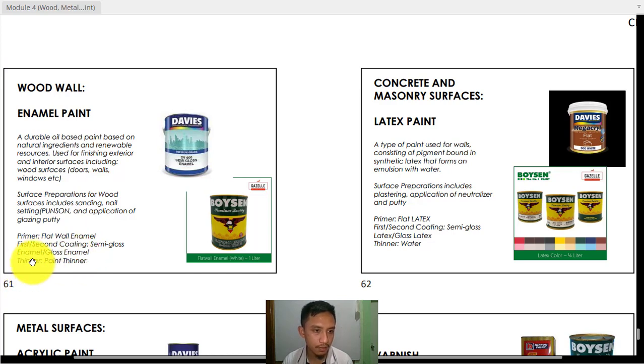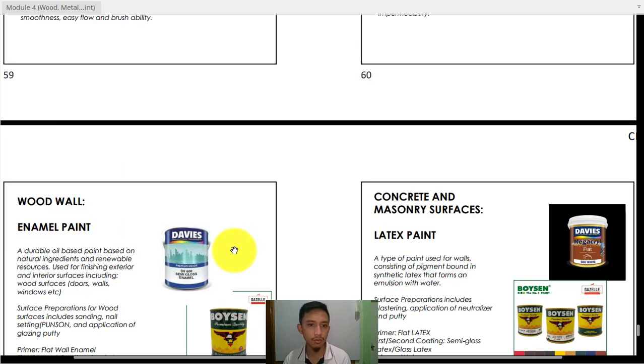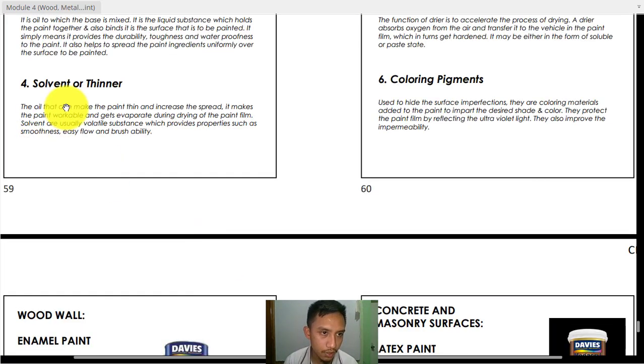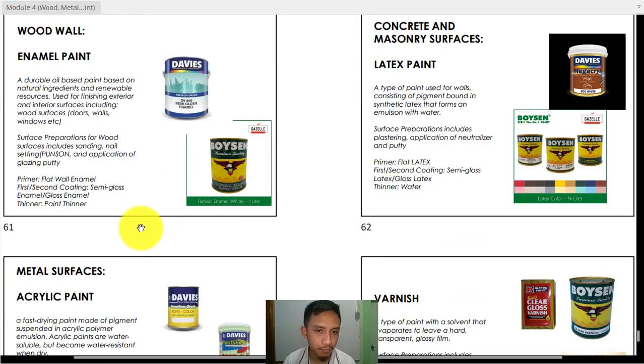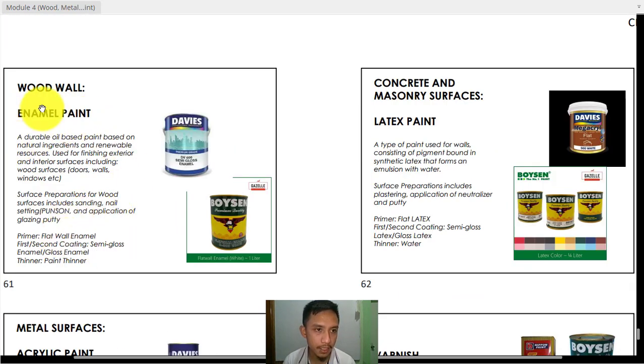And then the thinner will be a paint thinner. If you say thinner, that should be the one that will serve as our solvent. Thinner. So that is for wood walls.